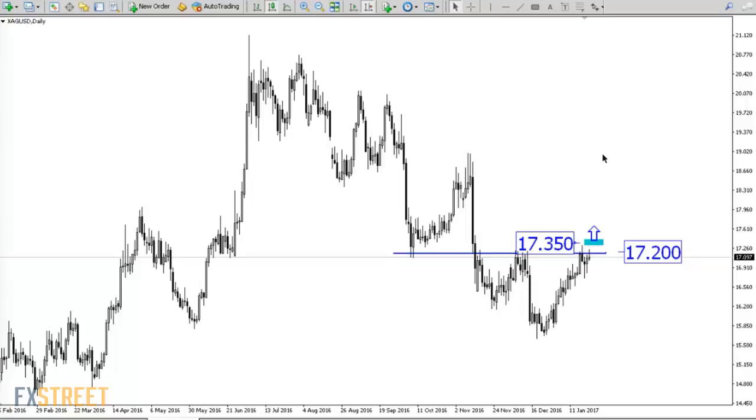So of course, if there's a further weakness in the dollar, if in the next one or two weeks there are more reasons for investors to sell the dollar, then possibly silver may push beyond 17.35.